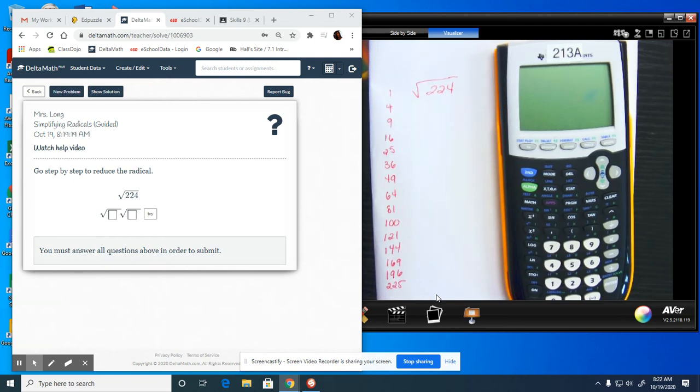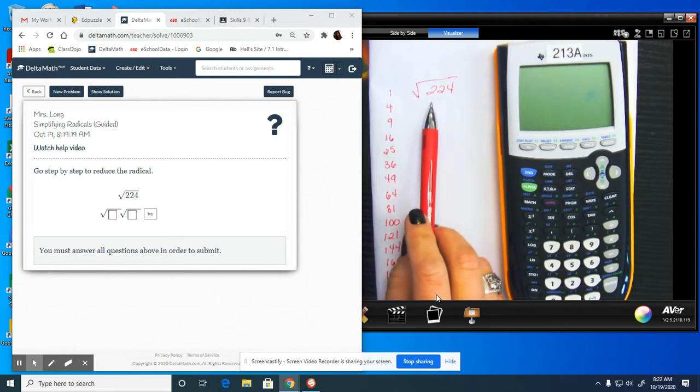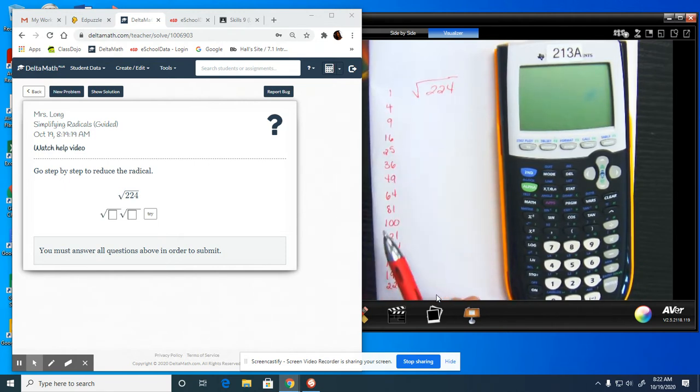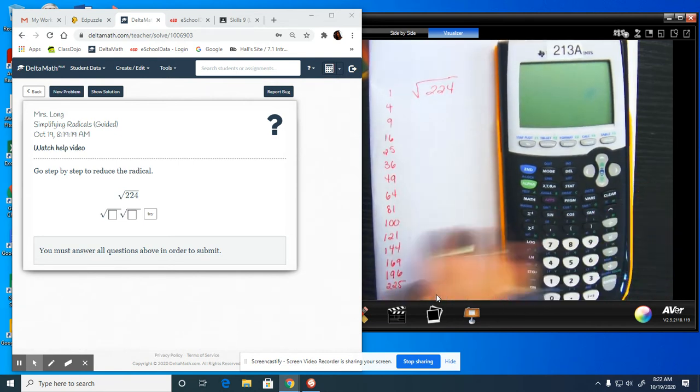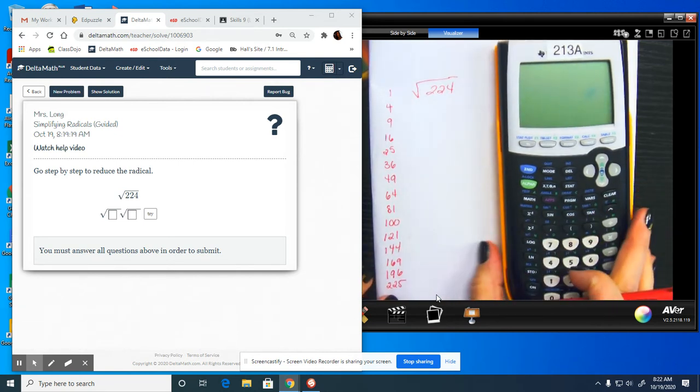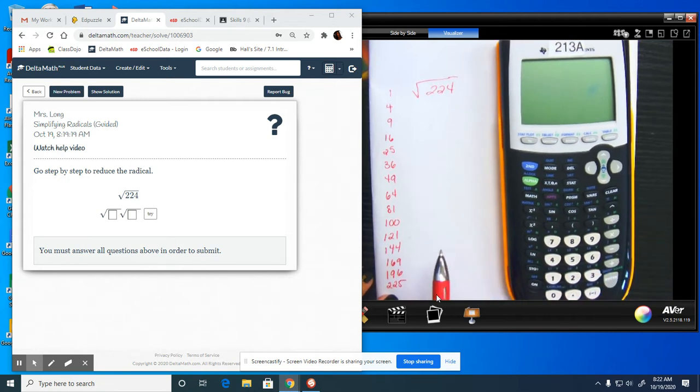Hello, everyone. So this week's video, we learned how to simplify radicals. And in doing that, we listed all of the factors of the number under the radical to find the largest perfect square that you can divide by. I gave you this assignment on Delta, so I wanted to show you just a little bit of a cheat code on how I do this.